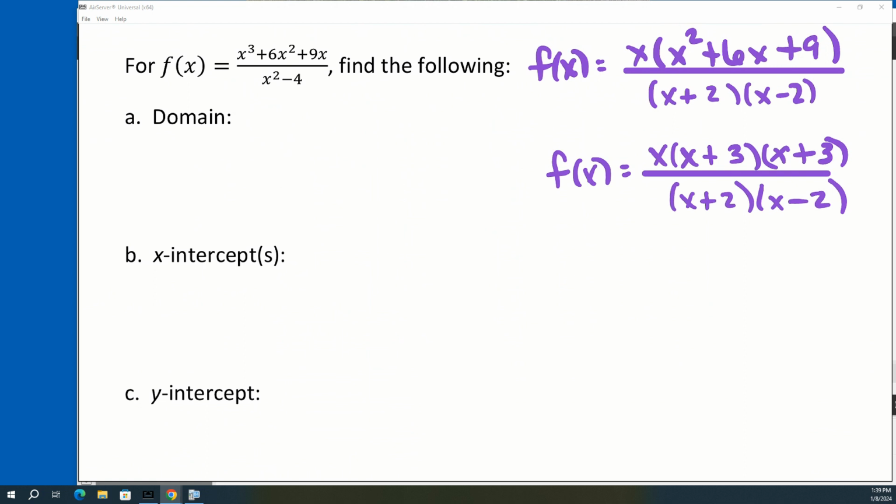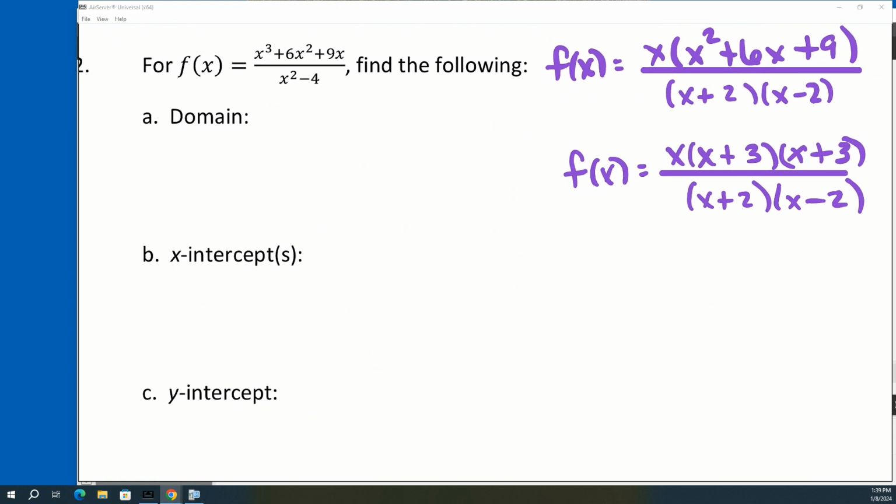Okay. So remember, for the domain, we're talking about denominator only. And any x value that's going to make one of those factors 0 is not in the domain. So what can x not equal? 2. 4. Good job.